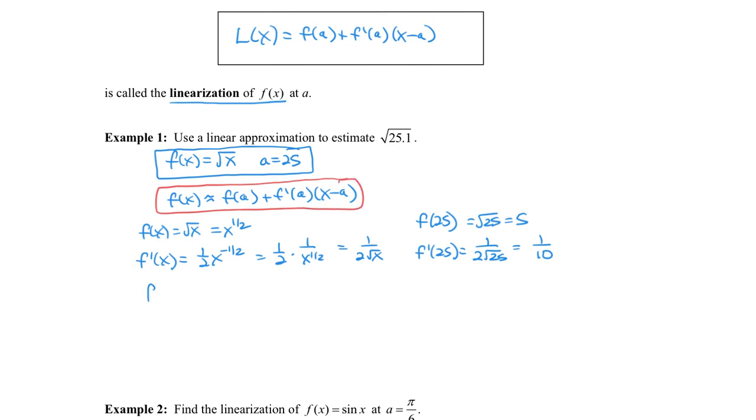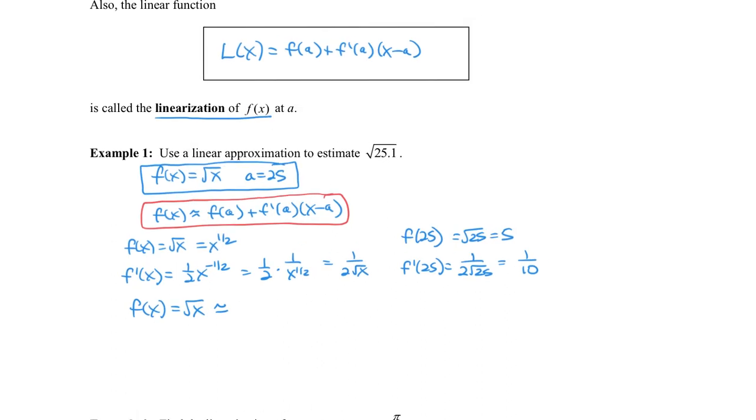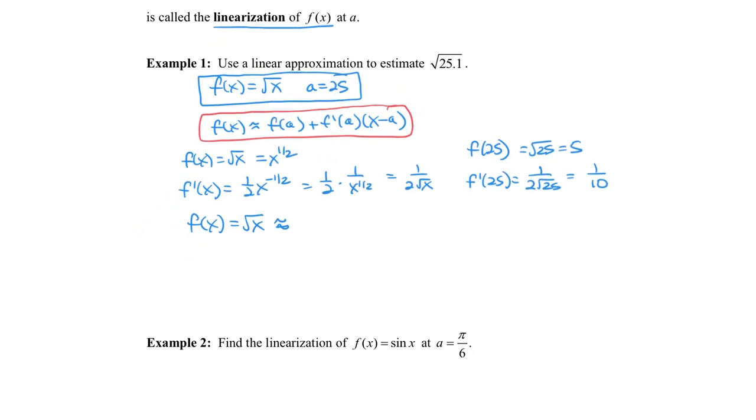And once we have this, then we can just fill in what we need. So we're basically saying f of x, and we know f of x is the square root of x, right? It's approximately equal to, let's see, f of a, which is going to be 5, plus f prime of a, which is 1/10, times x minus a, and a is 25. So we've got our linear approximation here. The square root of x is approximately equal to this as long as we're near a, right, which is 25.